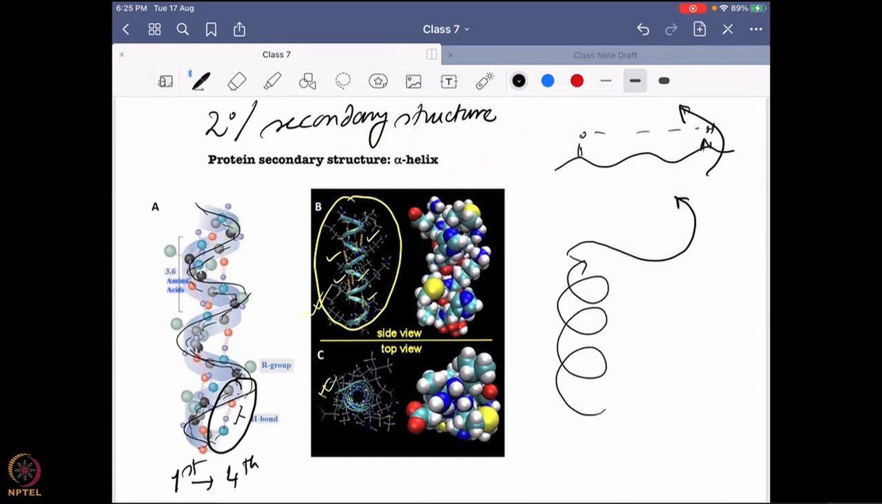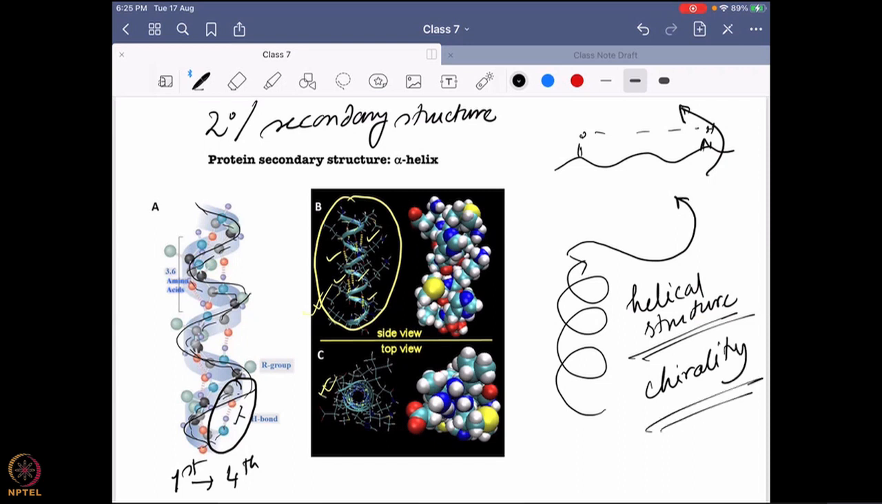And once you create a helical structure, what does it mean? It means it can have chirality. So this chirality will be created by the helical structure in the secondary one, not only because all the amino acids except glycine are chiral, but because the overall secondary structure has a directionality, a helicity present over there. So that is what is coming for alpha helix.